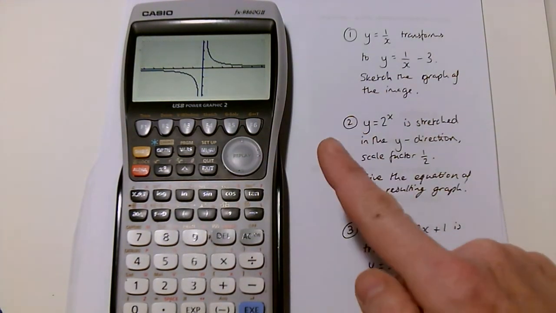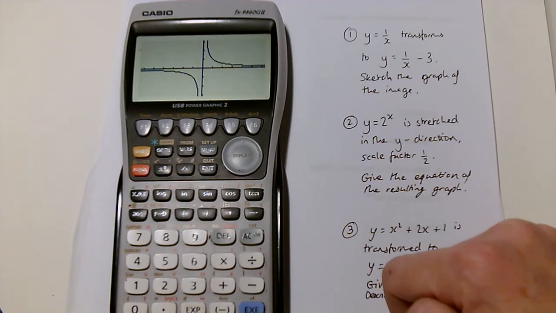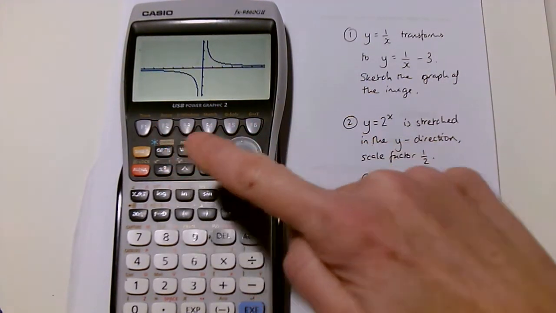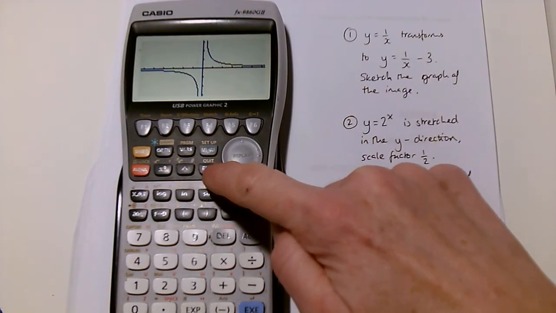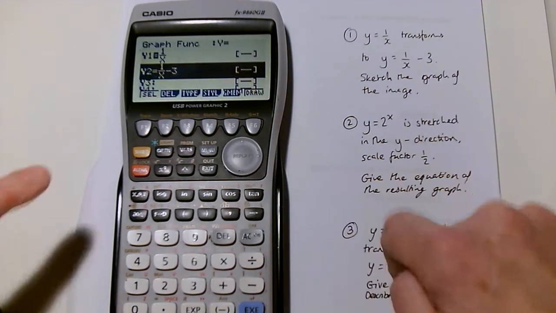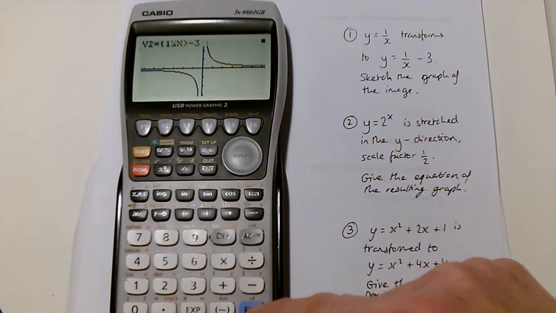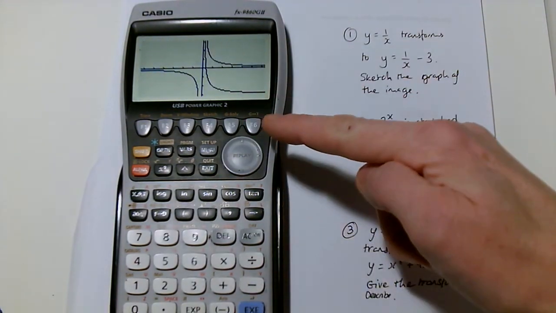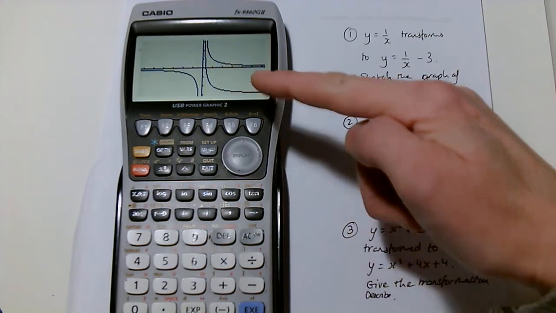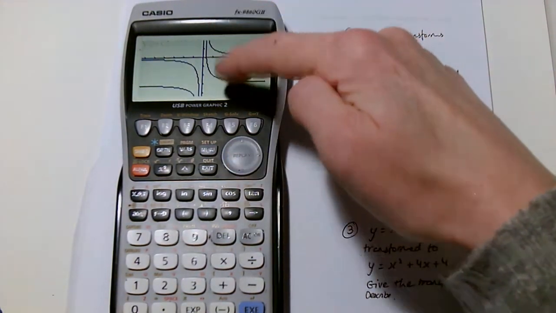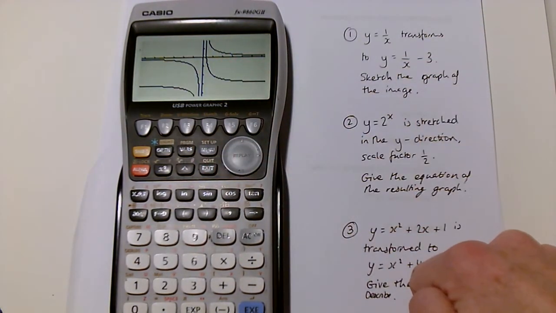Okay, I'm quite happy with those axes. If I wasn't, I'd press view window or I'd press zoom and adjust them accordingly. Okay, so I'm going to exit and I'm going to select that I want the second graph as well. So there's 1 over x, and there's 1 over x take away 3. We can only see a bit of it, so I'm going to press the arrow buttons. There we go, and we can see the other part there.